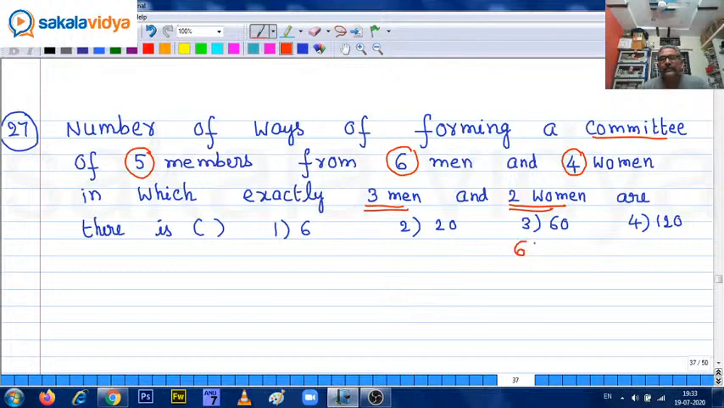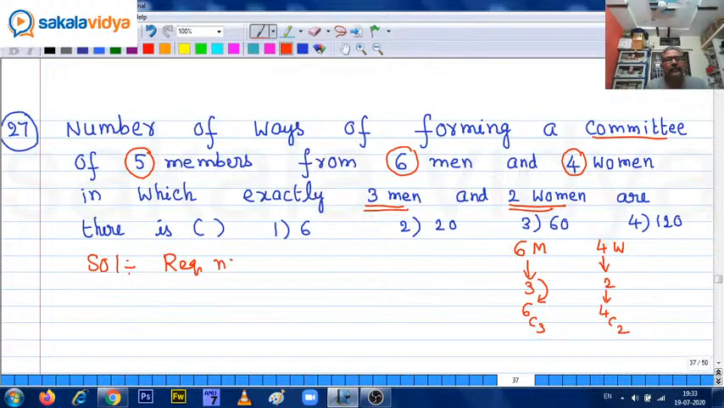Here how many men are there? 6 men. Total how many women? 4. What selections need to be done here? 3 men out of 6, and from 4 we need to select 2. Total 3 plus 2 is a 5-member committee. So this can be done 6C3 ways and 4C2 ways. Therefore the required number of ways equals, this is the first task, this is the second task, 6C3 multiplied by 4C2.